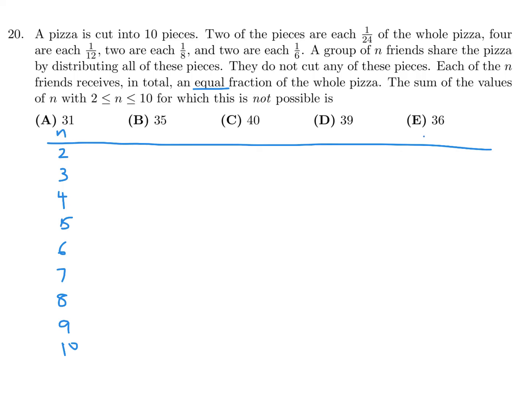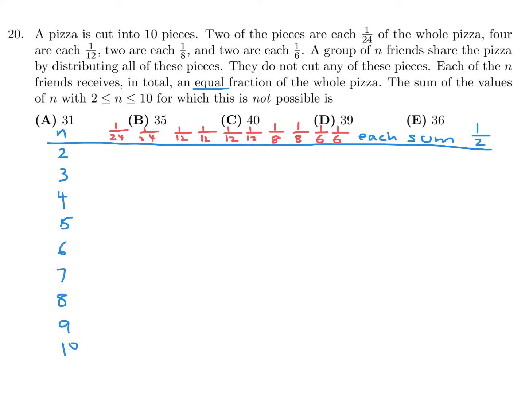So when n is 2, that means each of the 2 people has to get a half. If there's 2 people, each person has to get half the pizza. Is that possible? Let's write this out. What are the sizes? There's 1/24, 1/24, 2 of those. And there's 4 1/12s: 1/12, 1/12, 1/12, 1/12. There's 2 1/8s. And there's 2 1/6s, right? So can I get a half?